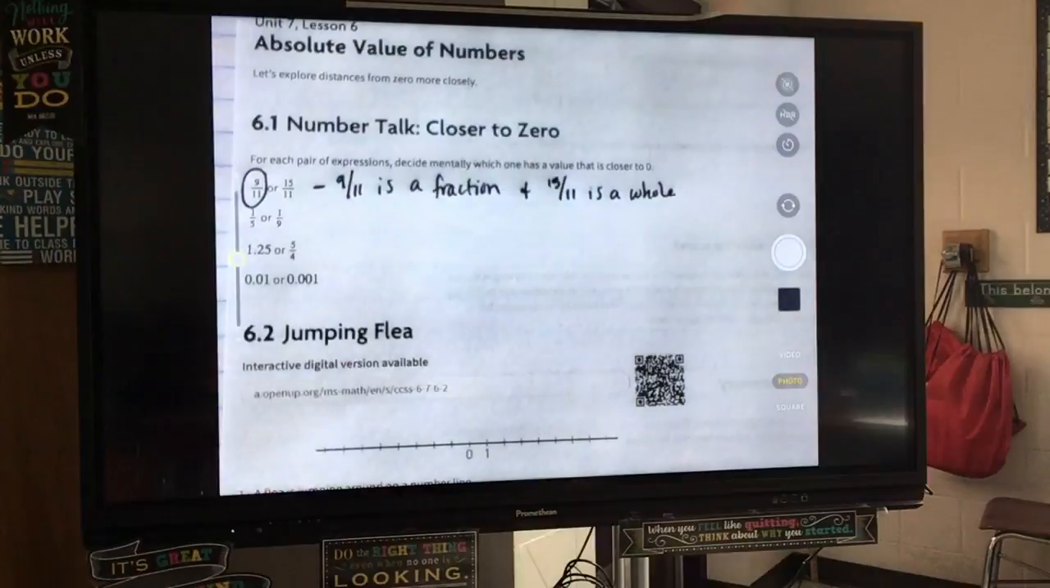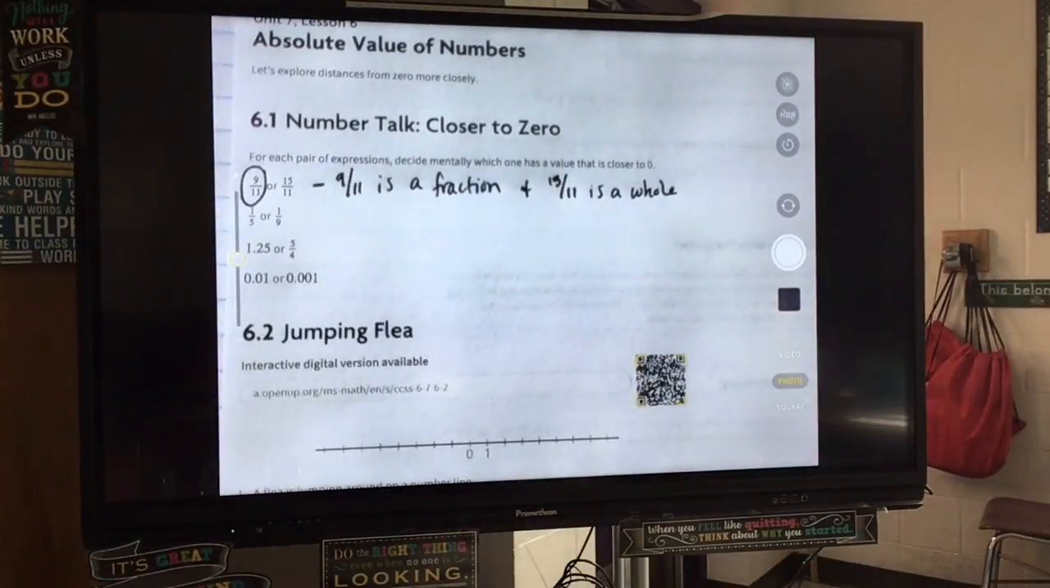All right, sounds good to me. All right, 1/5 or 1/9. Stand up if you think 1/5 is closer to 0. All right, and then stand up if you think 1/9 is closer to 0.